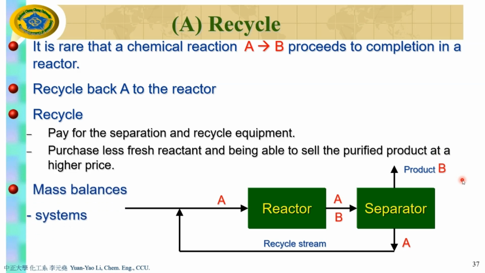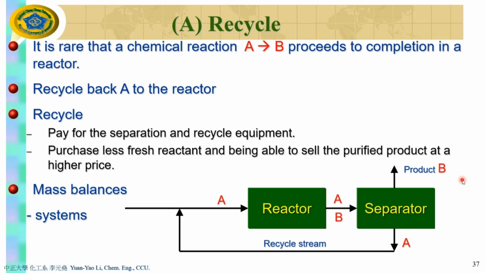Okay, so before we talk about mass balances, so far I already told you there are two reasons to have a recycle stream. The first reason is that in the previous slide, you have MIBK to recycle. You want to use the MIBK efficiently. So you recycle the stream and save money.